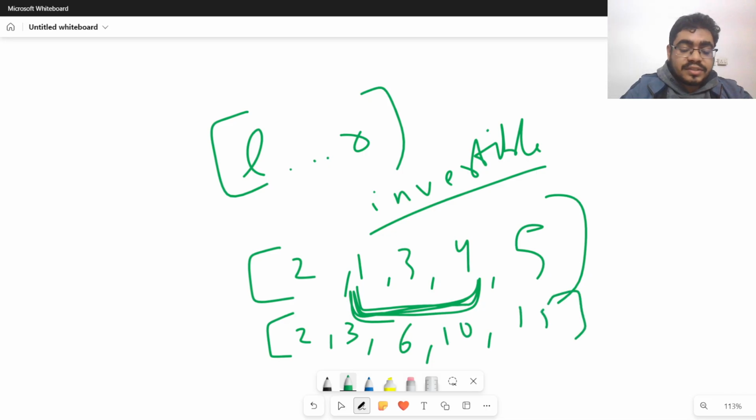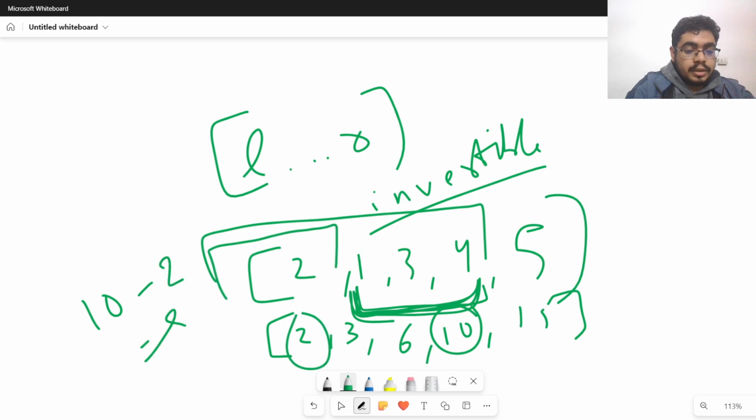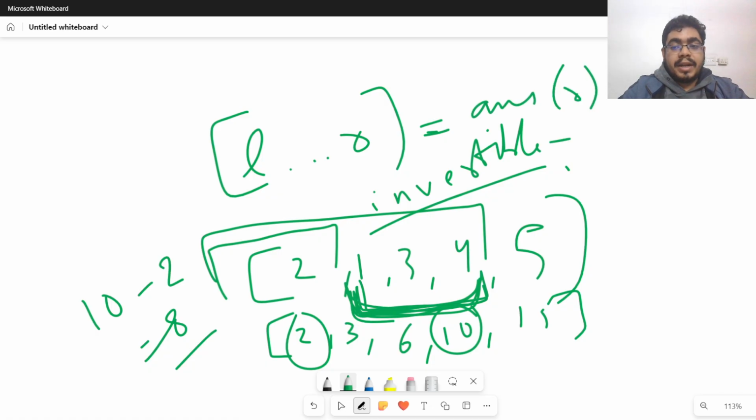And then instead of calculating the L to R sum by iteration, what you say is: give me the sum from start till R, which is this 10, and I will subtract or invert or remove all the things starting from start till L minus 1. So that is this sum, which is 2. And that will automatically give me the sum of these three numbers. So whenever we have an invertible operation and we want to calculate its value in L to R, a way to look at it is to find the answer up to R and subtract the answer up to L minus 1.